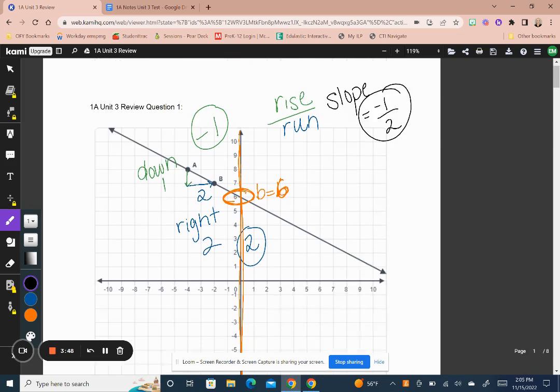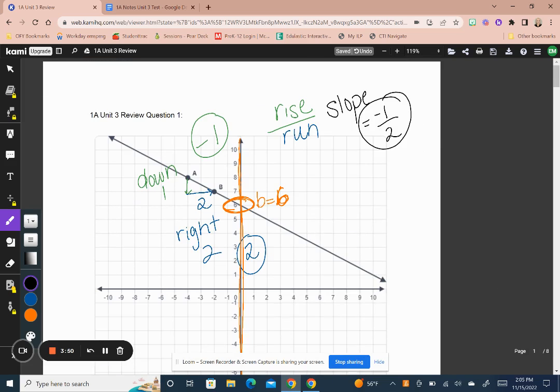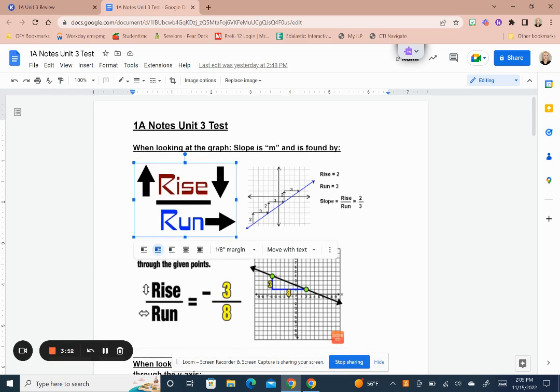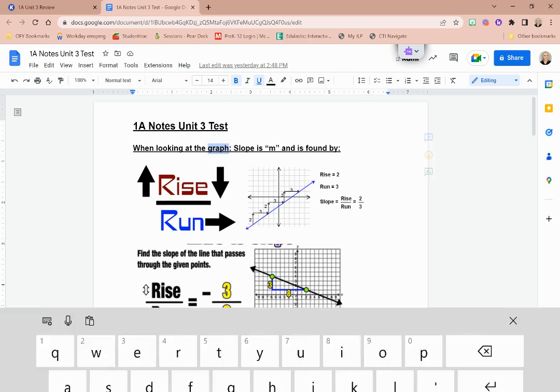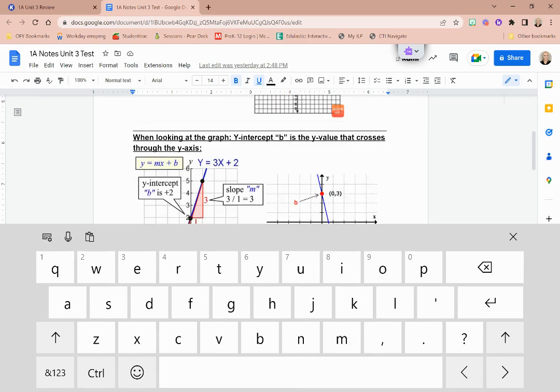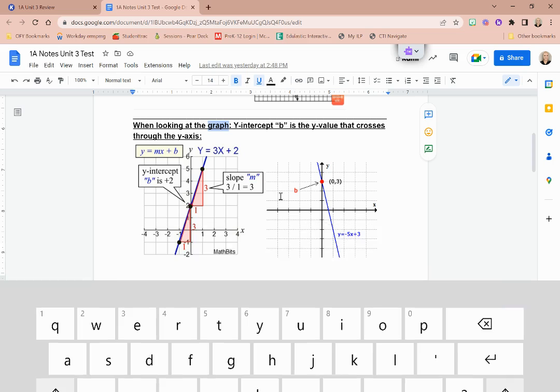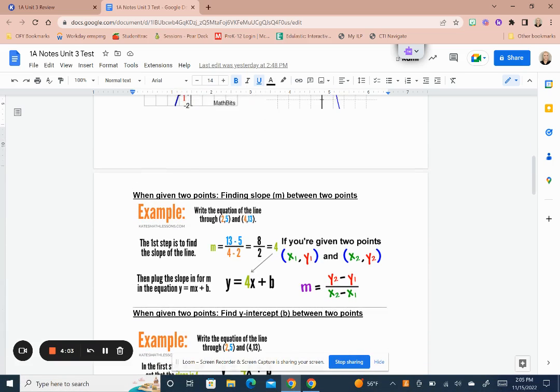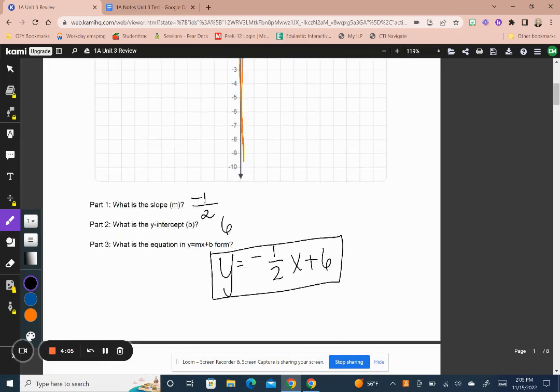Okay, so the first two we looked at were graphs, which is this first page on the notes. It says graph right here, just highlighted it, okay? Let's take a look at the next one.